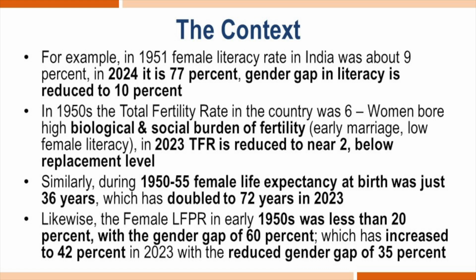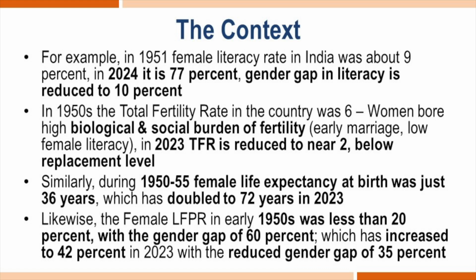In the 1950s, total fertility rate in the country was 6. That means that on an average, during the period of reproductive age, a woman in India used to have 6 children, and therefore women were bearing a high biological and social burden of fertility, and it was the result of early marriage, low female literacy, and other factors. And in 2023, total fertility rate is reduced to near 2, which is below replacement level.